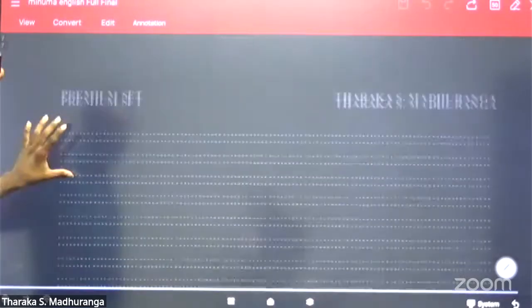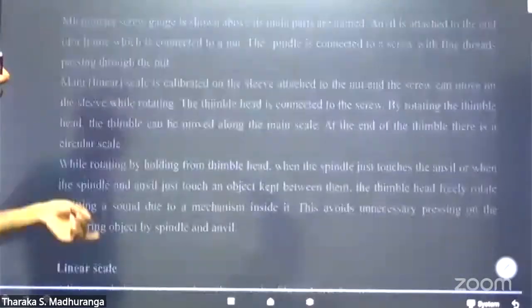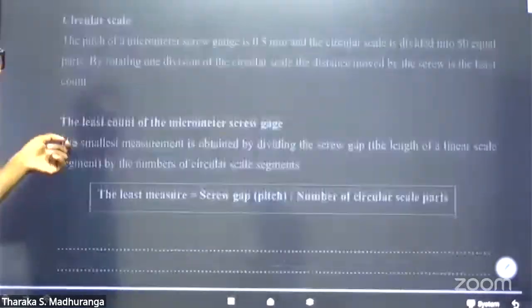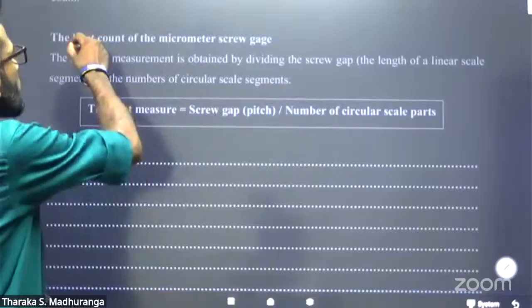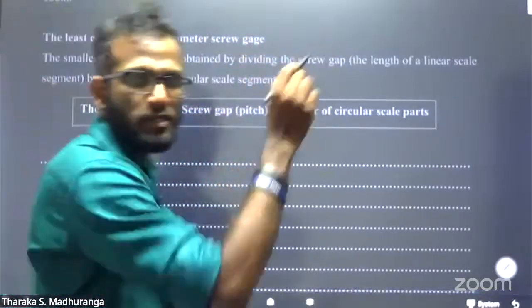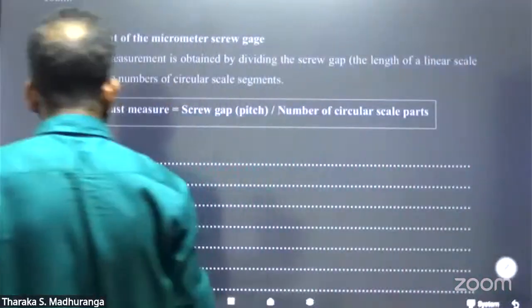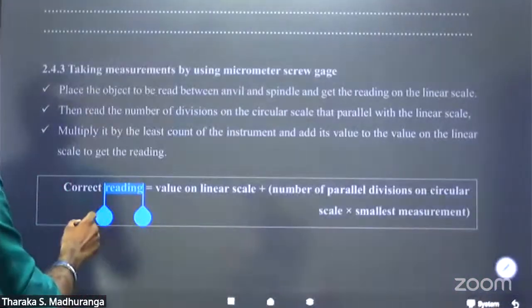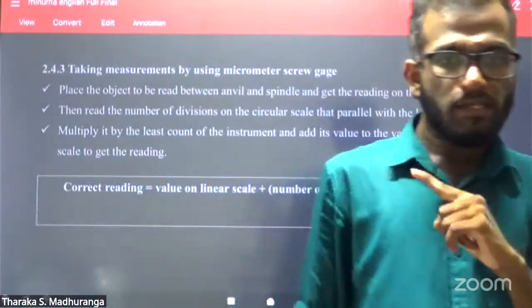Okay, functions we discussed. Circular scale also we discussed. The least count of the micrometer screw gauge, how do we get this? Screw gap divided by the number of circular scale parts. This is the point where we need to start today.